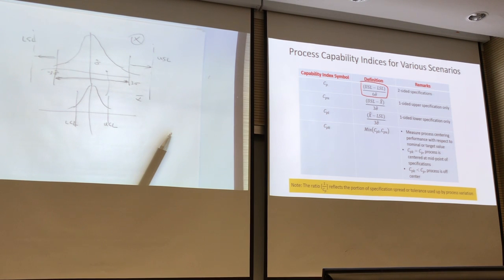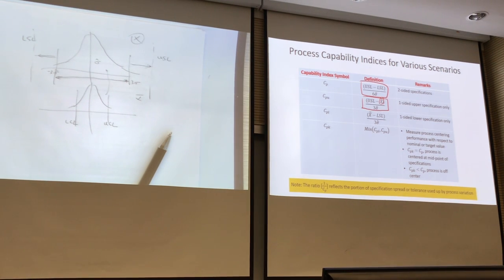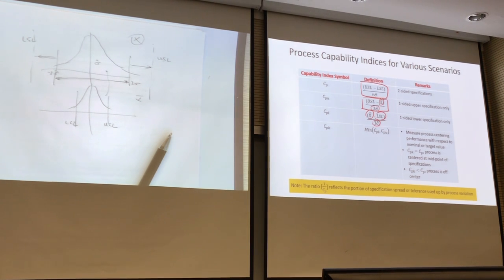Or lower spec limit only, right? So in that case, it's half of that, so they use this expression here: upper spec limit minus your mean, divided by this guy here. If you have only a one-sided lower spec, they use the mean minus the lower spec limit over this one. Now, pay attention to this one.